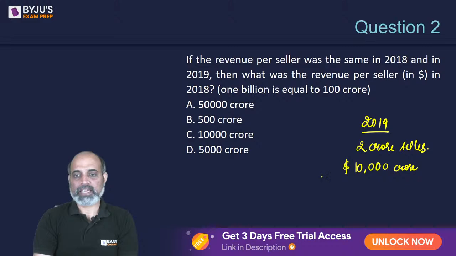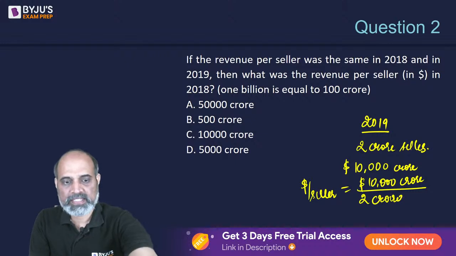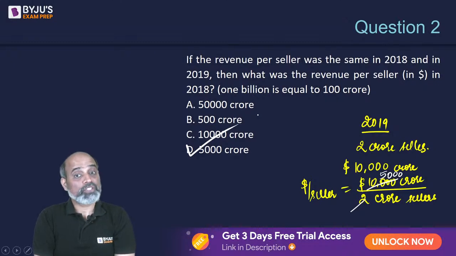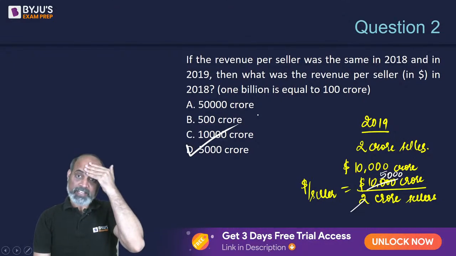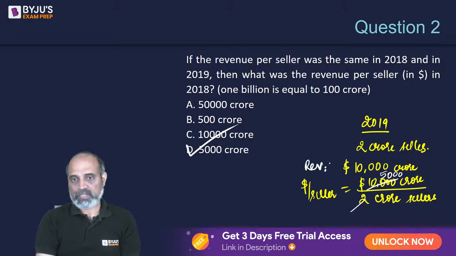So 100 times of that would become 10,000 crore dollars. So can we say that the dollar per seller is going to be 10,000 crores divided by 2 crores sellers? So this will simplify and become 5,000, right? So looking at this, we can see that 5,000 was the revenue per seller, because 100 into 10 is 1,000 and then into another 10 is 10,000. So 100 billion would become 100 times 100 crores, which is 10,000 crores. Okay. So this is the revenue and this is the number of sellers.